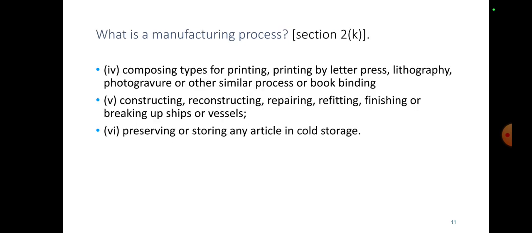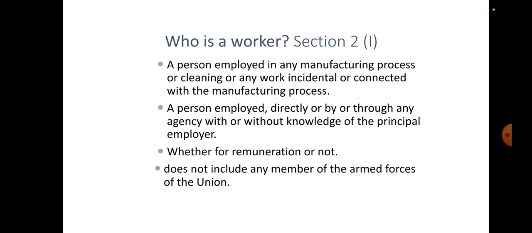So why we are discussing all this is because these are the important terminologies we come across while discussing this Act. Now let us understand who is a worker. A worker is a person employed in any manufacturing process, that is, in a factory, some premises, or in cleaning or any work incidental or connected with the manufacturing process. That person we can call a worker.